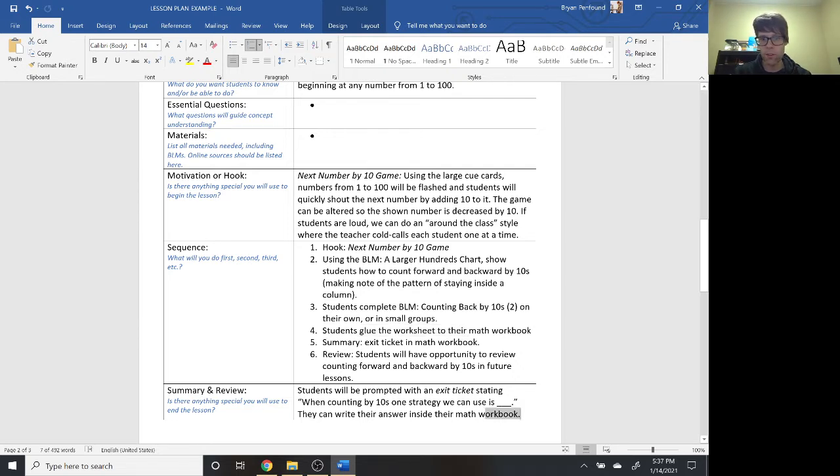Okay, so that's my summary and review section. This is my prompt: when counting by tens, one strategy we can use is blah. That's already on my BLM. And that's pretty much my entire lesson.